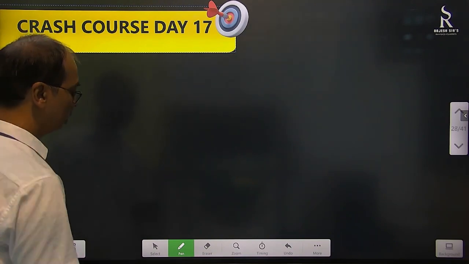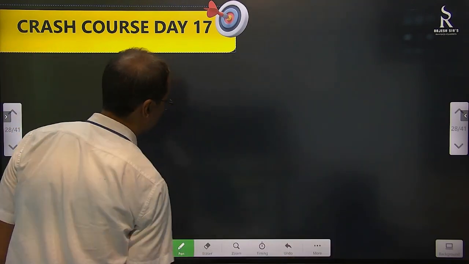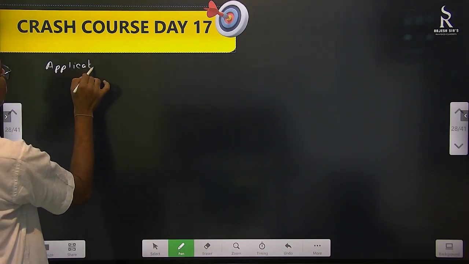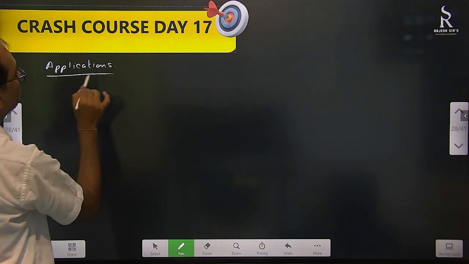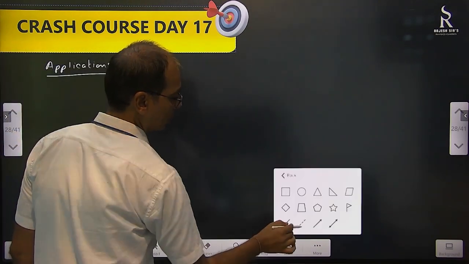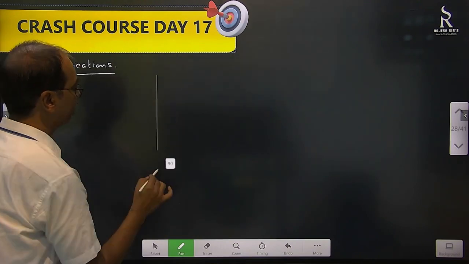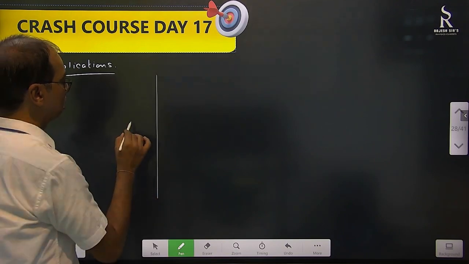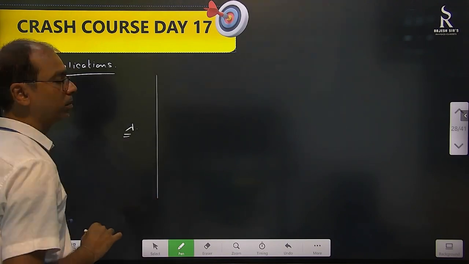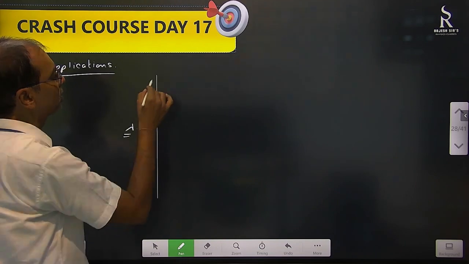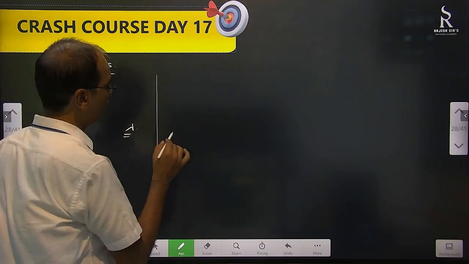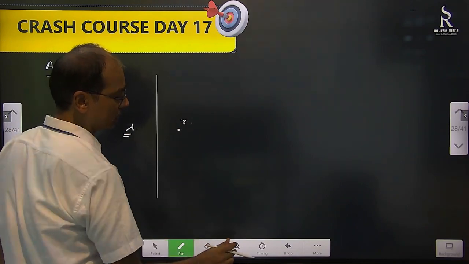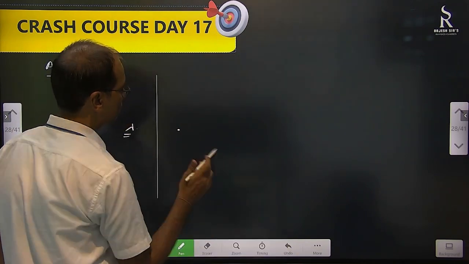Then what are the applications of Gauss law? We apply Gauss law in finding the electric field due to a uniformly charged wire. The linear charge density we can assume as lambda. So it is a uniformly charged wire with a very long length, and we want to find the electric field very close to it, maybe at a distance r. Distance r, that means this is r.